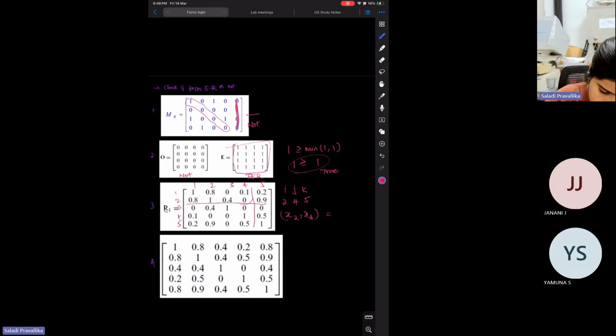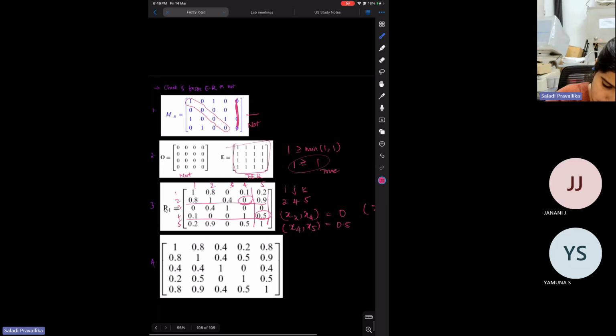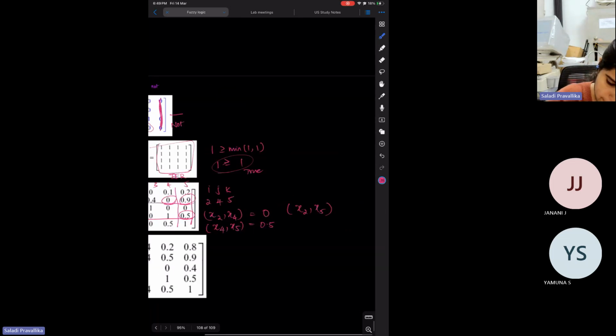x4 is this, so it is 0, and then take j and k, x4, x5. So x4 is this, x5 is this, so the membership value is 0.5. And then we'll take x2 and x5. x2 is this, and x5 is 0.9. So it is equal to 0.9.